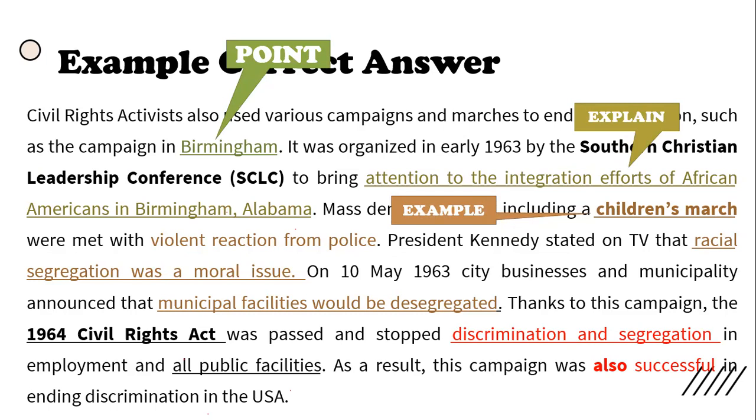Thanks to this campaign, the 1964 Civil Rights Act was passed and stopped discrimination and segregation in employment and all public facilities. As a result, this campaign was also successful in ending discrimination in the USA. So there we go. The 1964 Civil Rights Act must be in this paragraph because that is one of the big successes. Remember, we're trying to prove that all of this was successful. So you must just remember to do that.